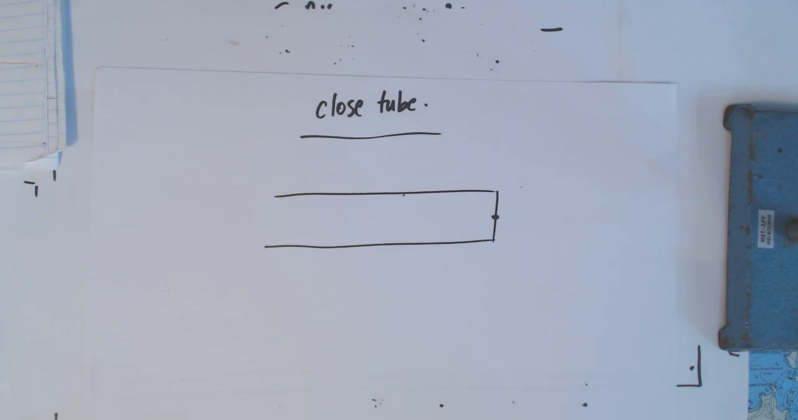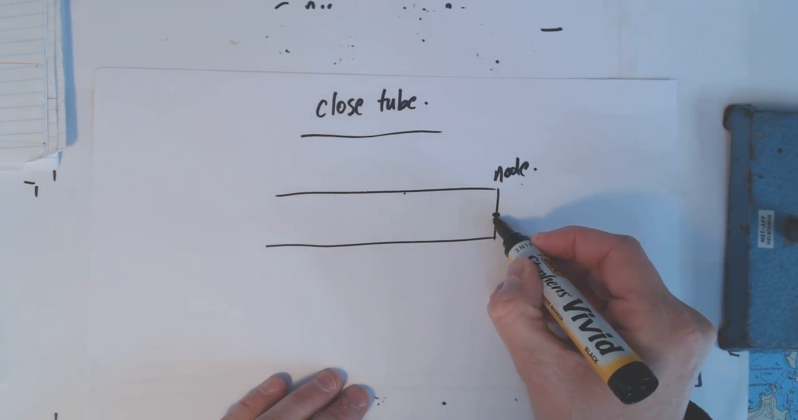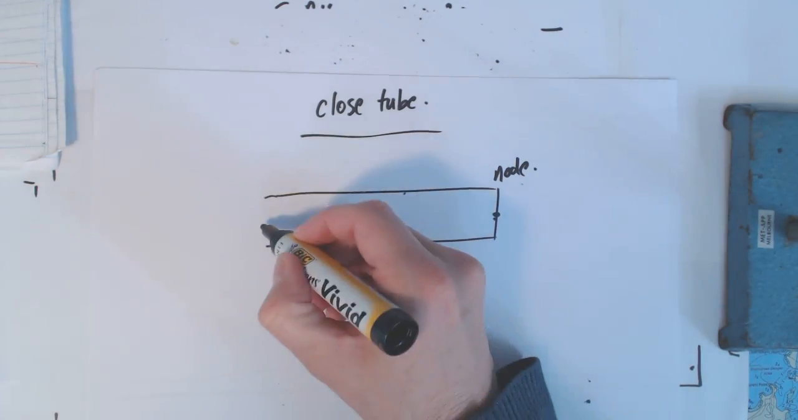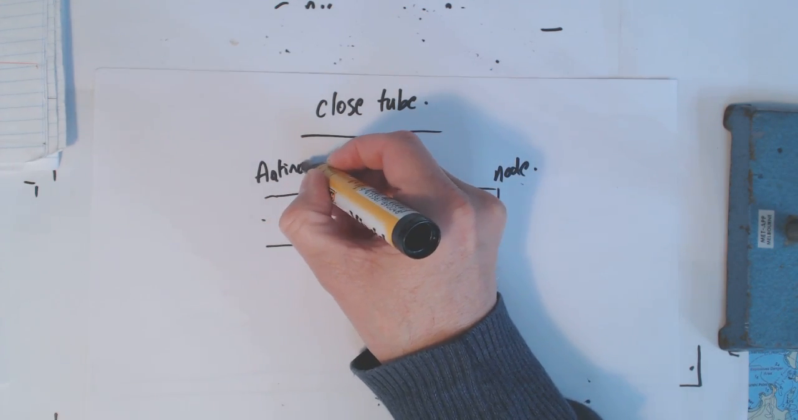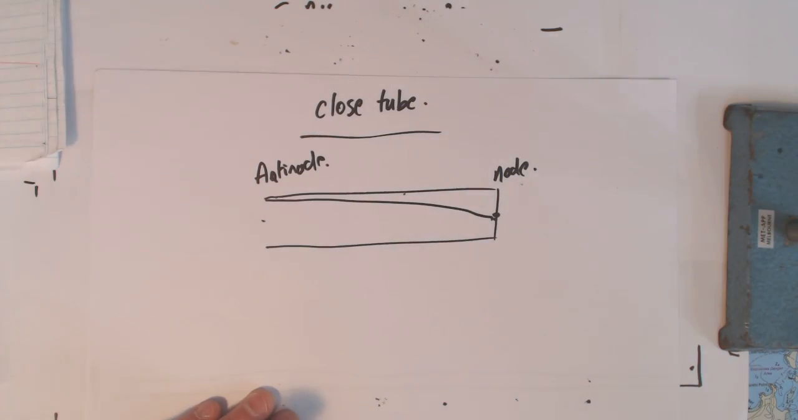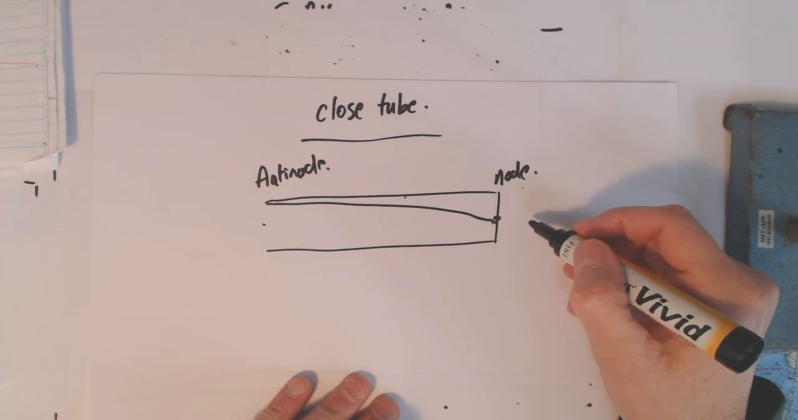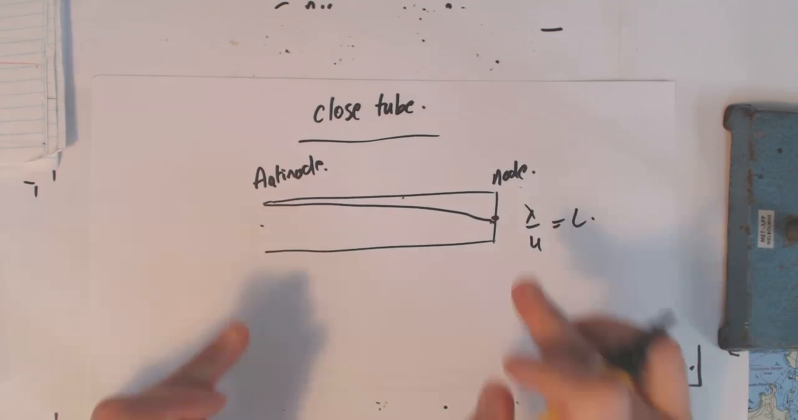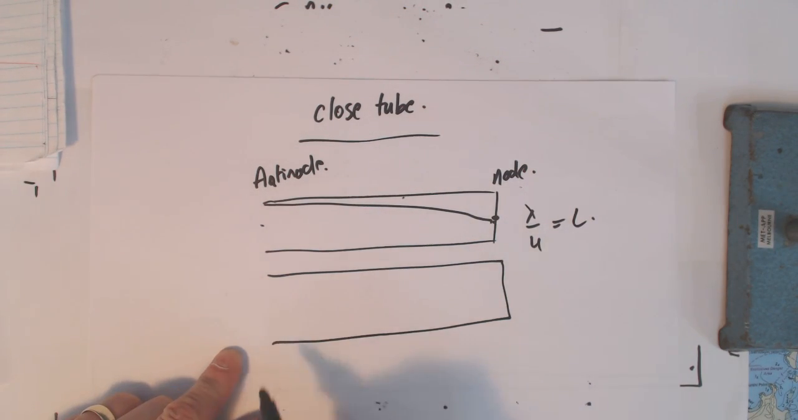Alright, closed tube. In this case, this must be a node. How can you get maximum left and right movement there if you've got a wall in the way? Well, you can't, but you can here. So we immediately know that must be an antinode. So we can say, I can fit a quarter wavelength in there. So for the first harmonic, I can say quarter wavelength equals L, L being the length of the instrument you're looking at. Nice. But what's the next one?